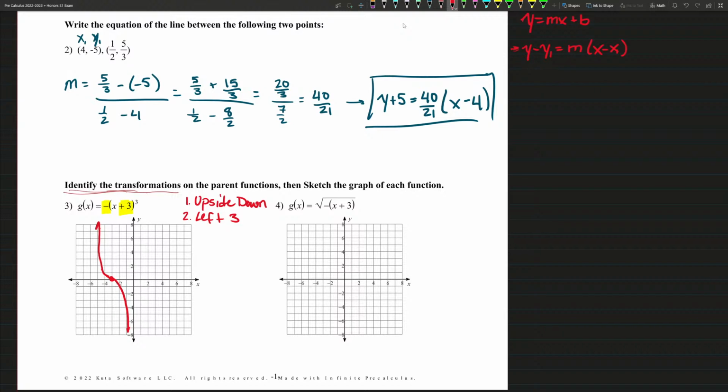Okay, number 4, negative on the inside, that means flip direction, so left to right. This plus 3 on the inside means shift left. So you are left 3. It's the square root, and it's going the opposite direction. So that's our graph.